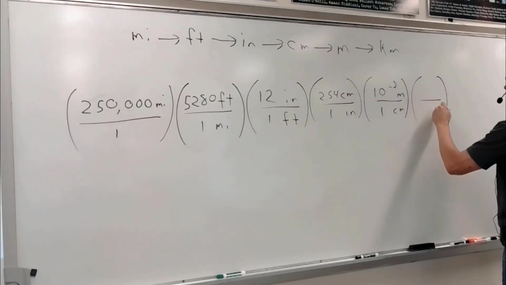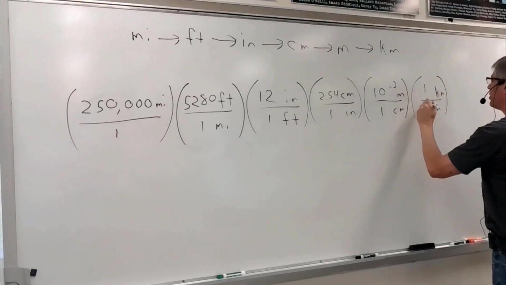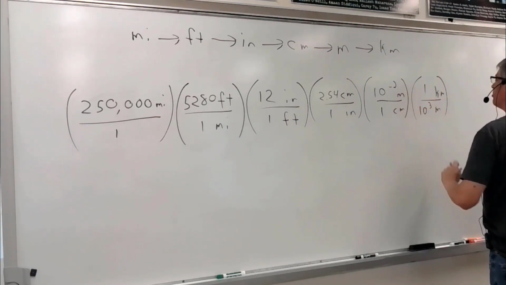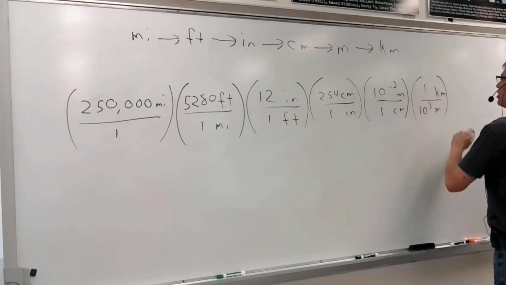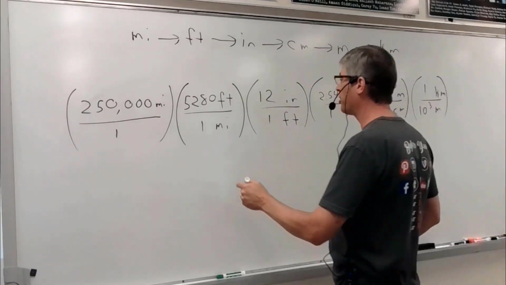And the last step, we're going to cancel meters and get to kilometers. 1 goes with the prefix. 10 to the third meters is a kilometer. I know that's awful. Now, before you start stabbing at your calculator, let's make sure all the units cancel except for the one that we're looking for.